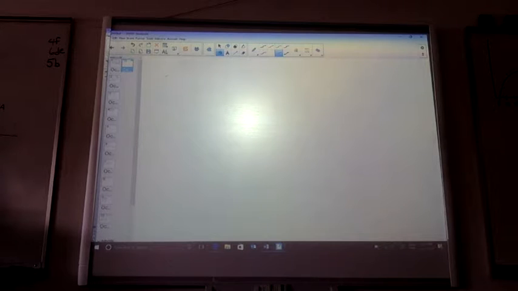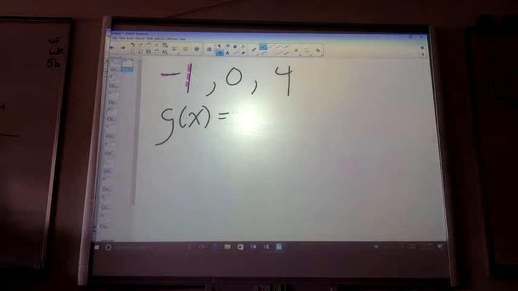Evaluate the function when x equals -1, 0, 1, and 4. Oops, let's just change this: -1, 0, 4. So first one I had g at x equals 3x squared plus 1. I'm not going to do all these. I think you'd be able to handle this. So what should I do with the -1?